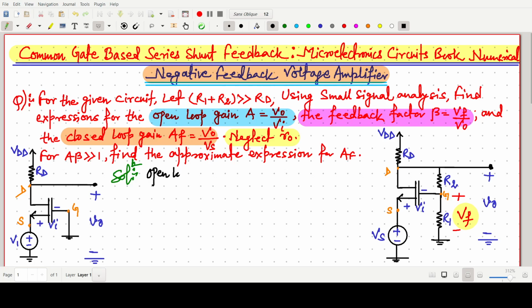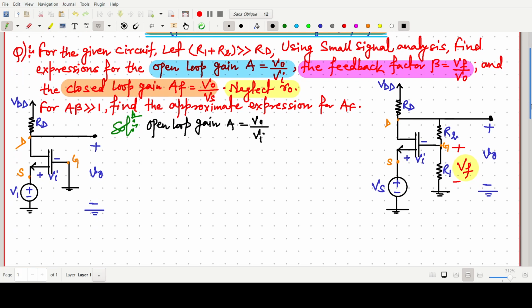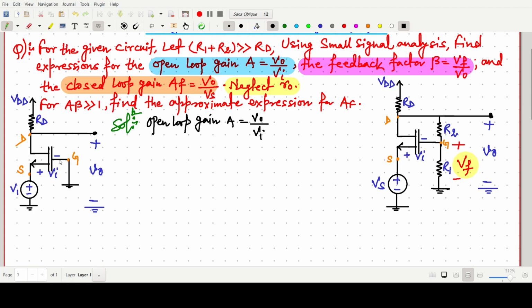So we are starting with the determination of the open loop gain. That we have to find, A equals V naught by Vi. This one is our MOSFET. First of all what we will do is draw an AC equivalent model for this MOSFET. For the simplification, we need the AC signal model of that particular MOSFET. Suppose this one is our gate, drain, and this arrow one is our source terminal.